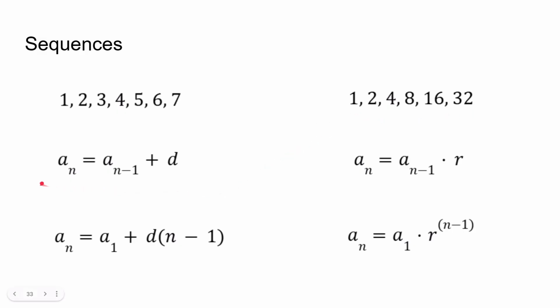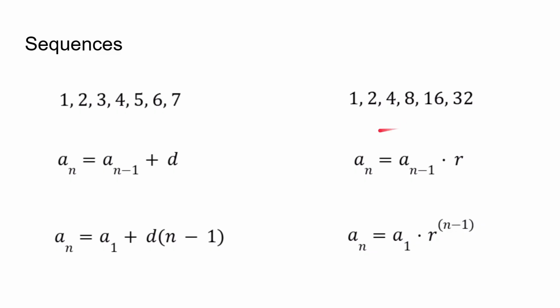So these are what are called recursive formulas. These ones, where you can find a value given the previous value, and these are called explicit formulas, where you don't need the previous value. All you need is a term and the common ratio or difference. And this, where there is a common difference, is called an arithmetic sequence. And this, where there's a common ratio, is called a geometric sequence.